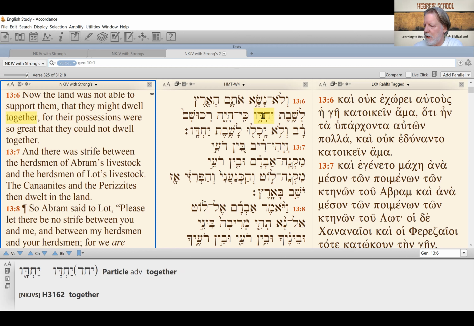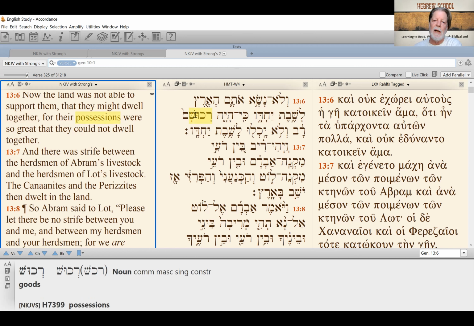Let's see, there's a Bible verse from the Old Testament that talks about how good and pleasant it is for brothers to dwell together in unity. So Yahad here, it's the number one, but it means to be in unity. So two or more people dwelling as one. Rekhushum, possessions. We've already talked about it.